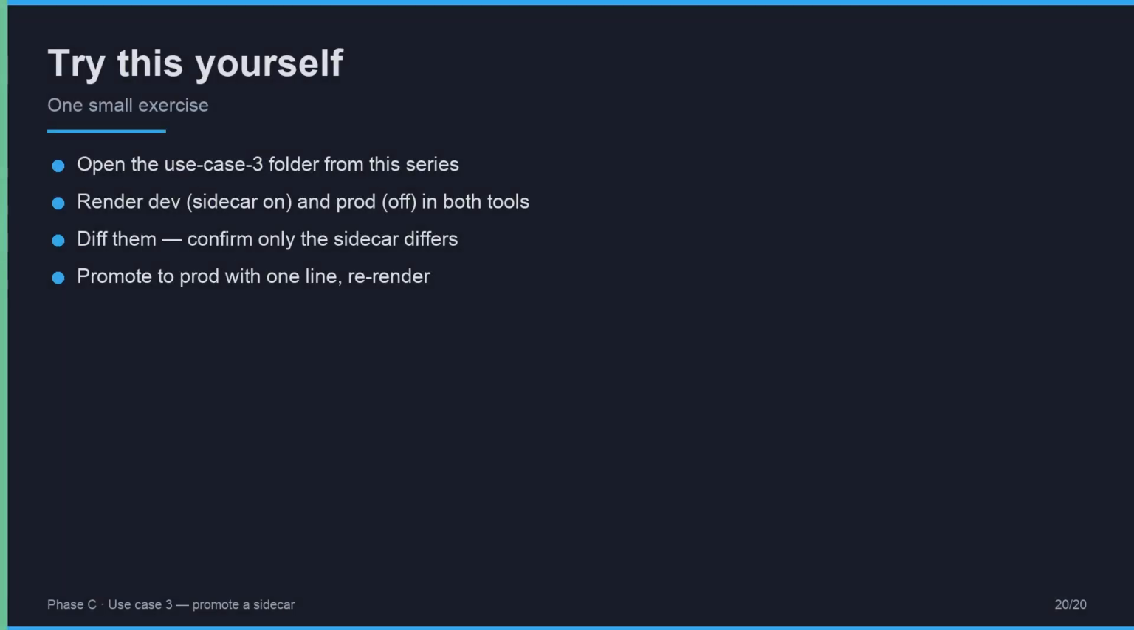A small exercise. Open the use case 3 folder. Render dev, which has the sidecar, and prod, which does not, in both Helm and Customize. Diff them, and confirm the only difference is the sidecar container. Then promote to prod with a single line, re-render, and watch the sidecar appear.